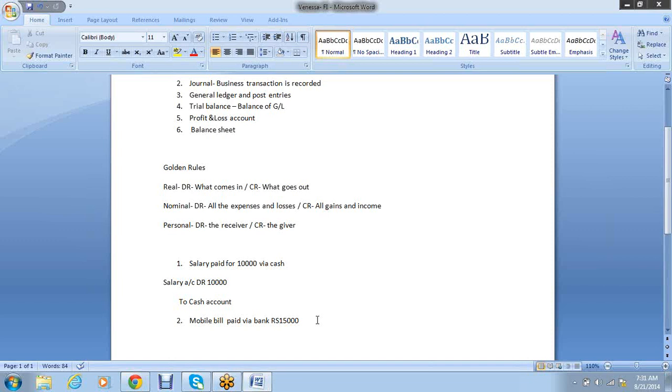Okay. So how can a company pay a mobile bill? Why not? For example, you are using the company mobile bill. You are using it, but for the company's use. So on your behalf, the company will pay, right? So it is again an expense for the company.